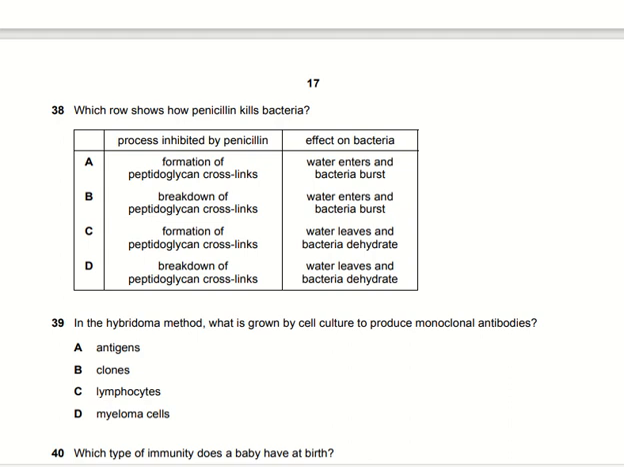It will lead to the death of the bacteria, because the cell wall will be broken, and then water can enter inside the bacteria beyond its limit. So it will burst and the bacteria will die. So option A here is the right answer.